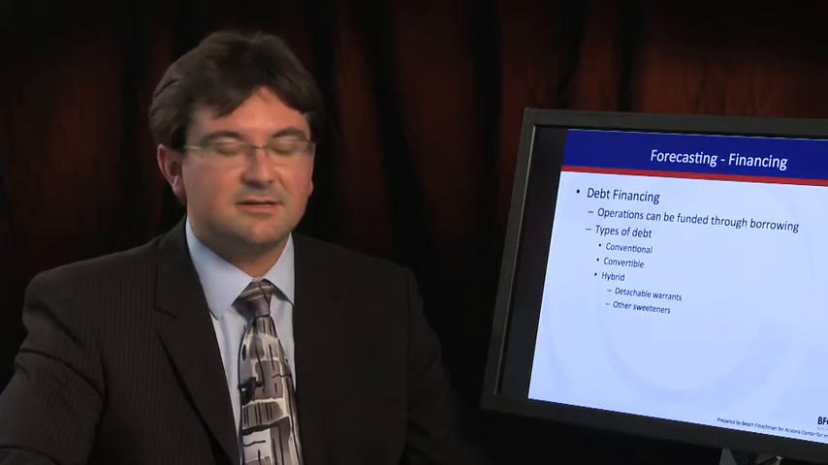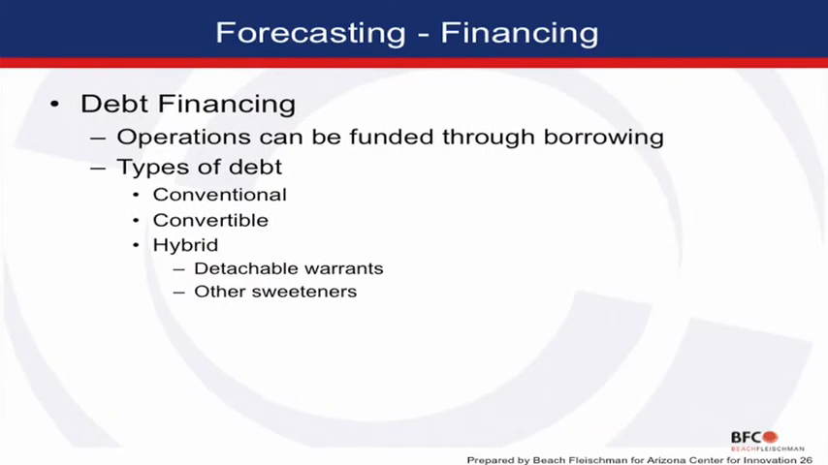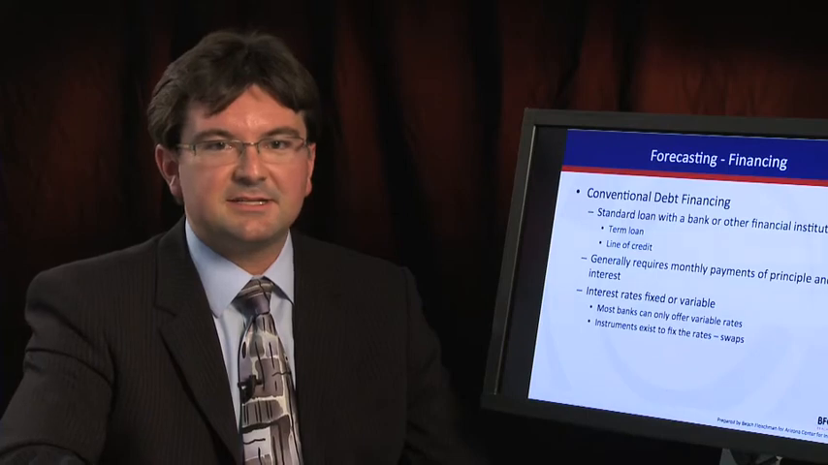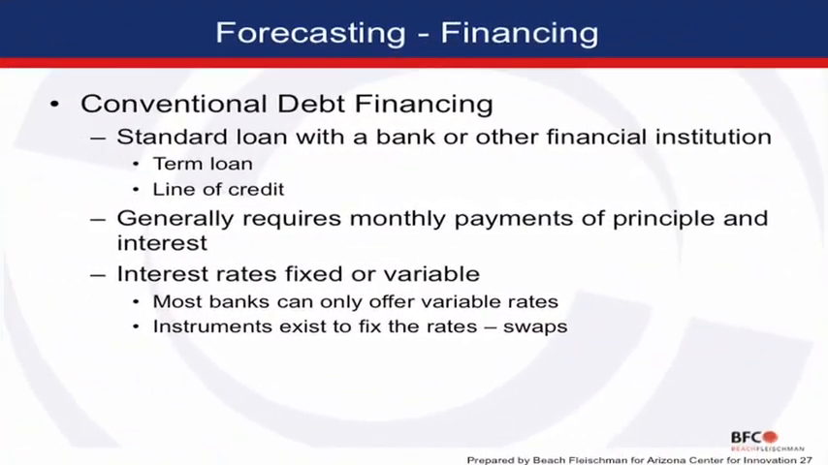First, let's talk about debt financing. This is borrowing money. There's three typical types of debt financing that we're going to talk about today: conventional, convertible, and hybrid. Conventional debt financing is what you think of when you think of going down to the bank and getting a loan. It can be a term loan that you'll repay evenly over a period of time, or it can be a line of credit. A lot of businesses have lines of credit, even if they don't draw on those lines, so that they're available in case you ever need them.